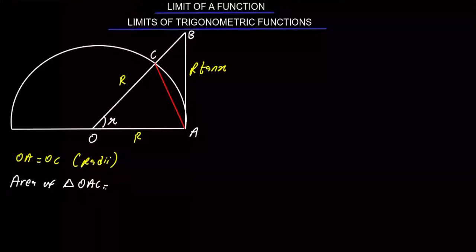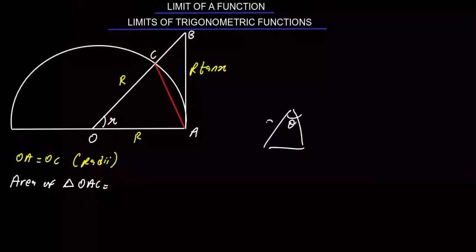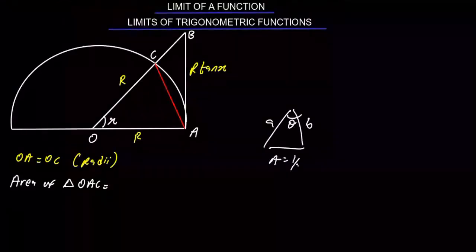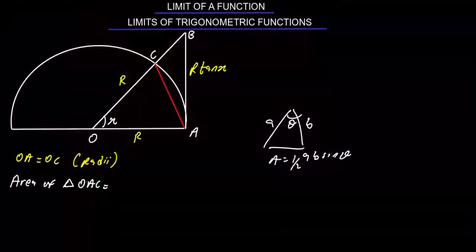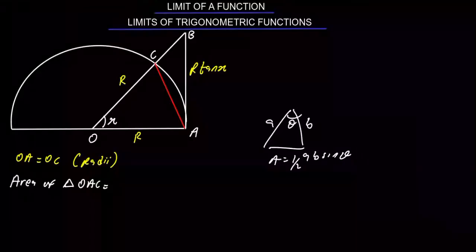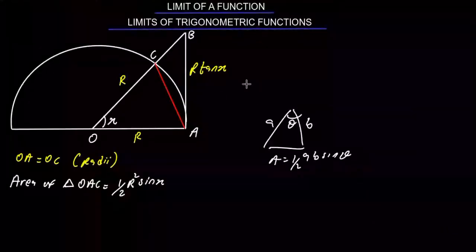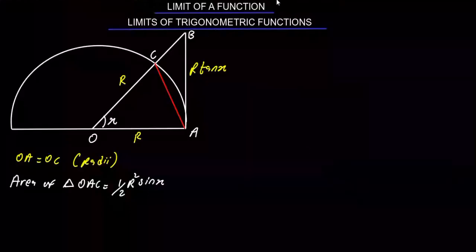If you have a triangle with an included angle theta between two sides, say A and B, the area will be half AB sine theta. Now look at this triangle OAC. X is an included angle between this side and this side. Therefore, the area is half times R times R, that's R squared, then sine theta, and my theta here is X. I believe you are getting the gist. Just follow it. There's nothing special in all this. This is actually a proof, which is very important for us to know. So we are done with this.